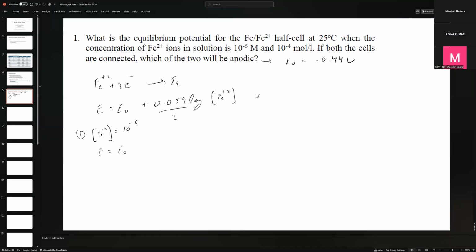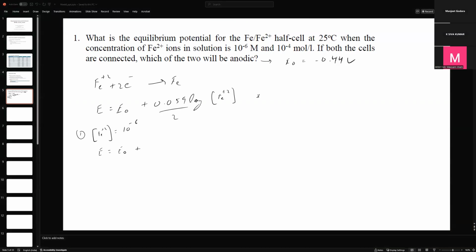I think in the next question there's some, let's see. By the way, this is from the example problems.